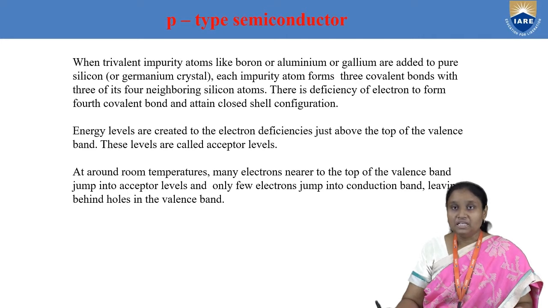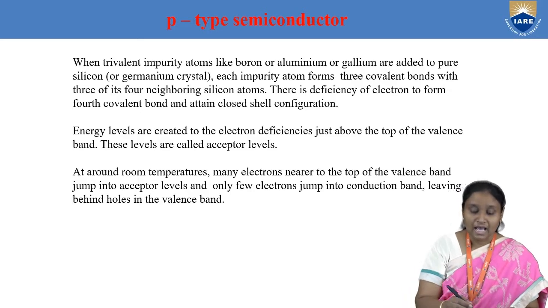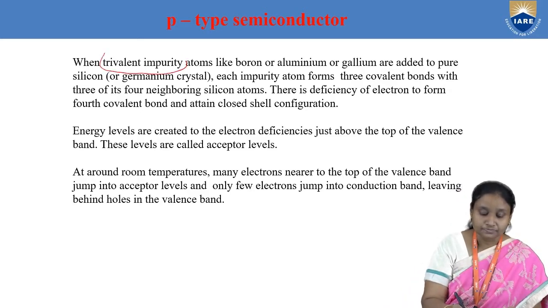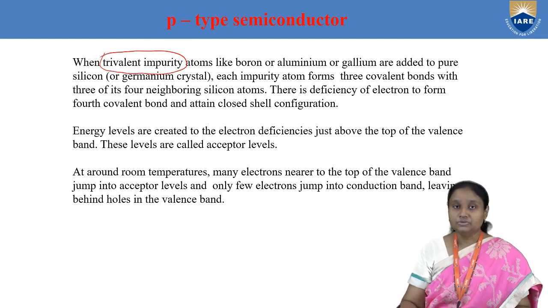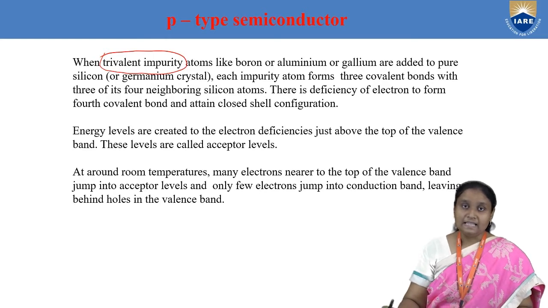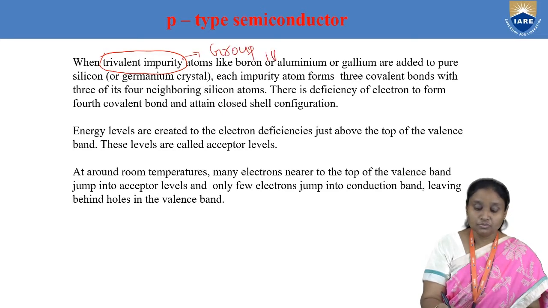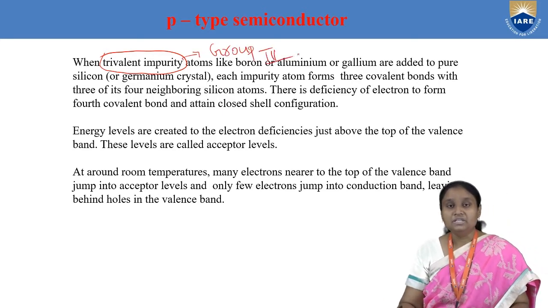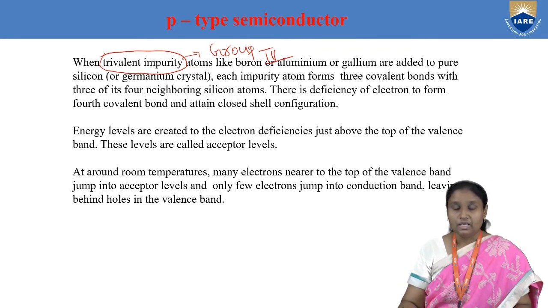Now coming to our P-type semiconductor, here in this case we'll take intrinsic semiconductor and to that we'll add trivalent impurity. So in this case, what type of impurity are we choosing? We are choosing trivalent impurity, and these trivalent impurities belong to group 3. Group 3 means generally these impurities have 3 valence electrons.